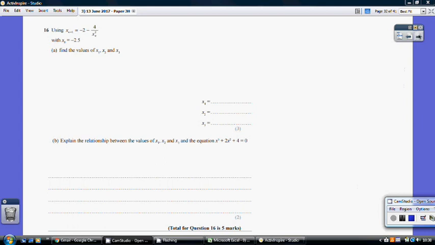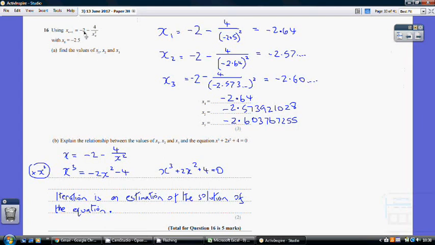Question 16. So, with these, I feel these are never as difficult as they actually look. You've just got to appreciate that x to the base n is like the previous term, and x to the base n plus 1 is the next term.